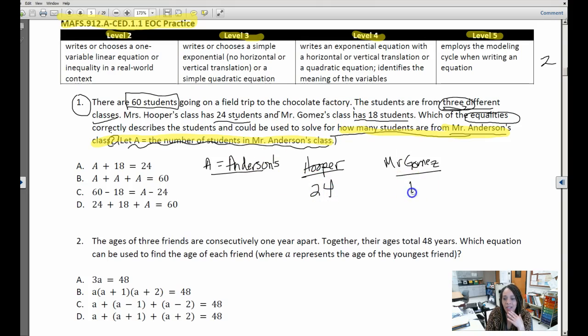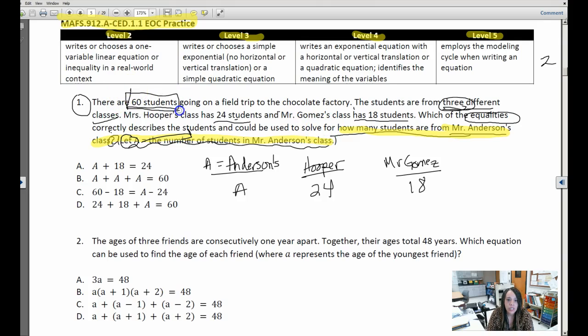Mr. Gomez had 18 students go on the trip. We actually don't know how many of Mr. Anderson's students went on the trip. That's why they told us, let A equal the number of students. So we don't get a number there, we get A. Okay? Cool. So what do I do with these numbers, though? How can I figure that out? Well, let me go back.